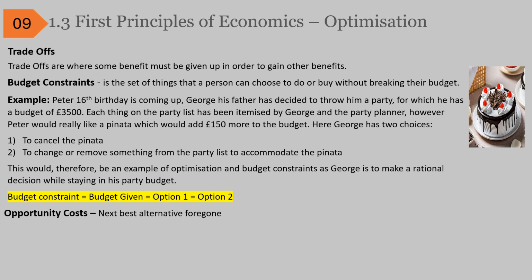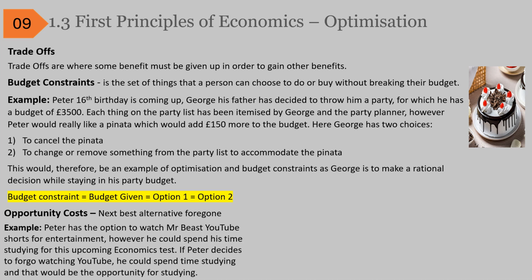A budget constraint is when a budget given equals option 1 or equals option 2, which is basically the definition of budget constraint in simpler terms. So when we look at opportunity cost, it is the next best alternative foregone. So trade-off and opportunity cost, as you would notice, are quite similar. Trade-off is when one benefit must be given up in order to gain another, and opportunity cost is the next best alternative foregone. So how are those two different is something that we will look at in the coming slides.